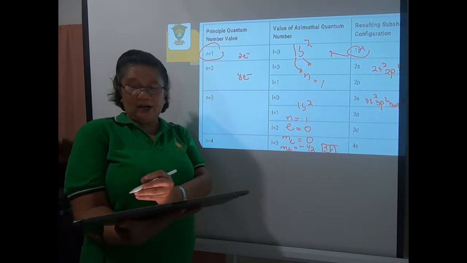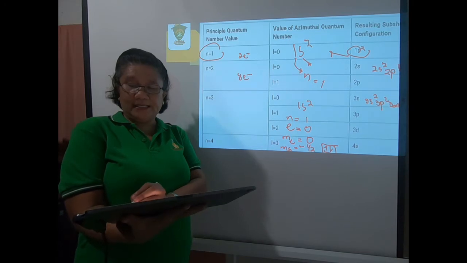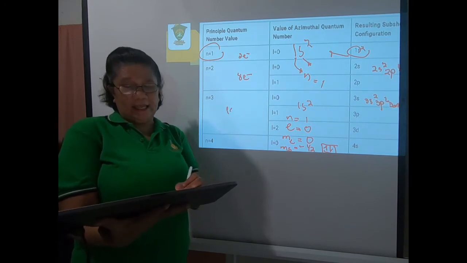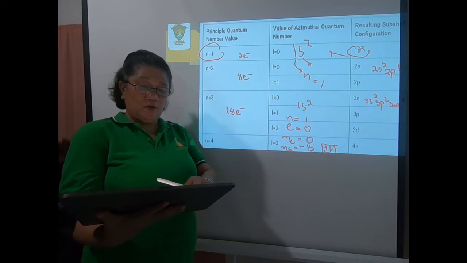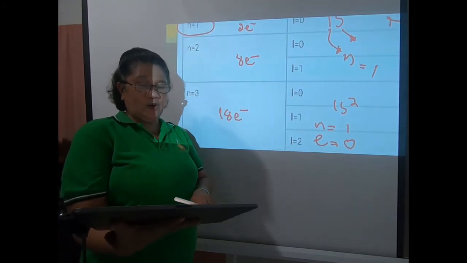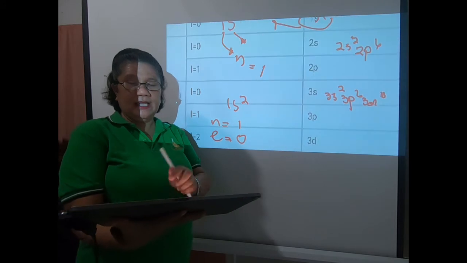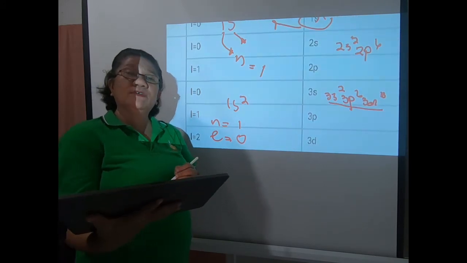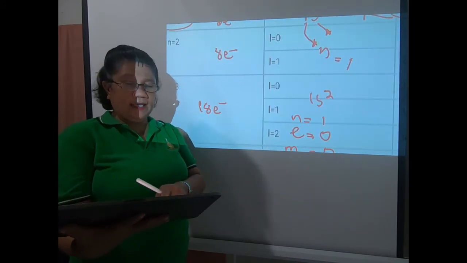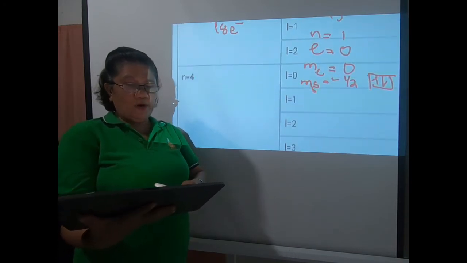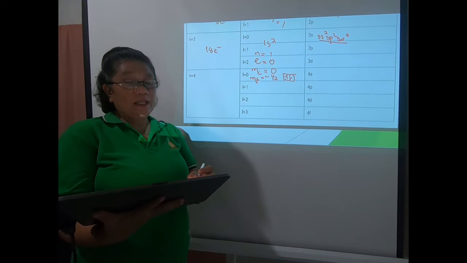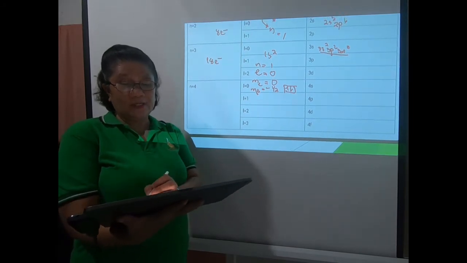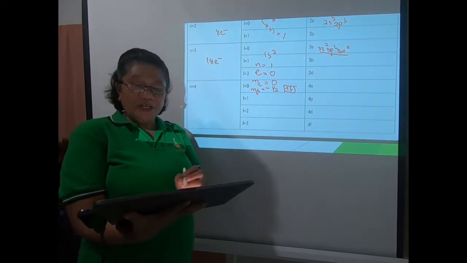How many? Count it out. That's 10 plus 6 plus 2, 18 electrons. Okay, so that is for your n is equal to 3. This is your electronic configuration when n is equal to 3. For n is equal to 4, how many electrons do you have? Can you still remember? There will be 32.